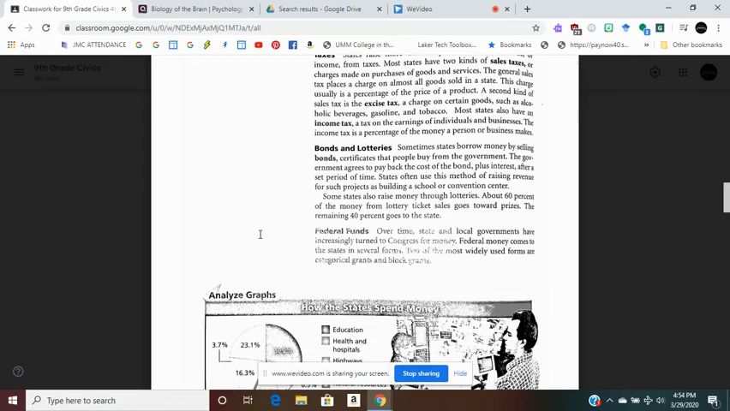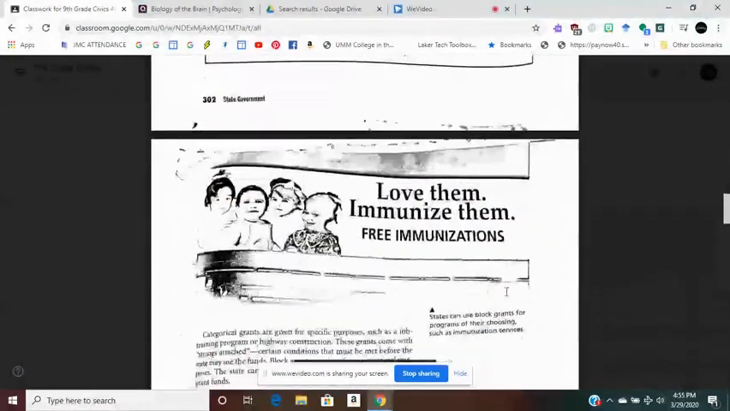Federal funds. Over time, state and local governments have increasingly turned to Congress for money. Federal money comes to the states in several forms. Two of the most widely used forms are categorical grants and block grants.